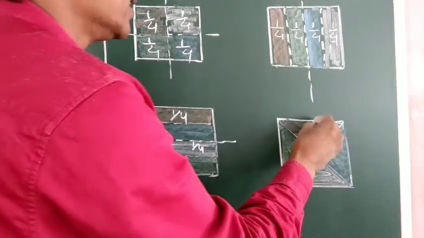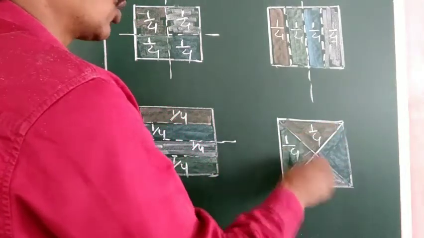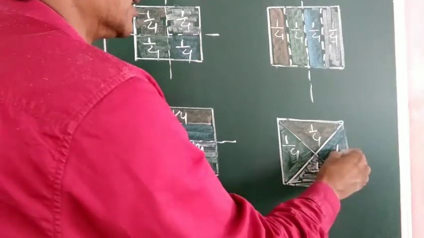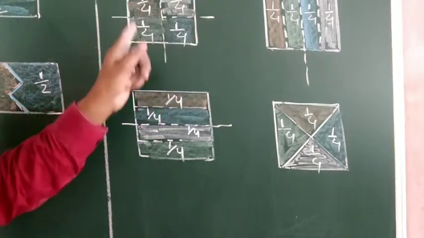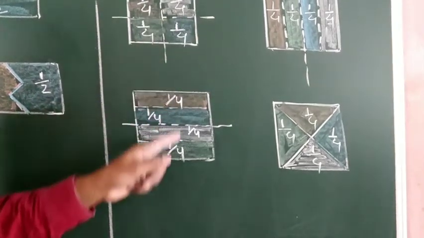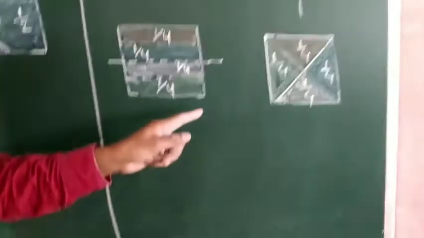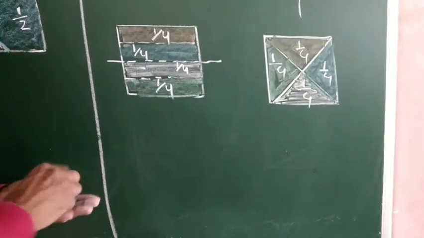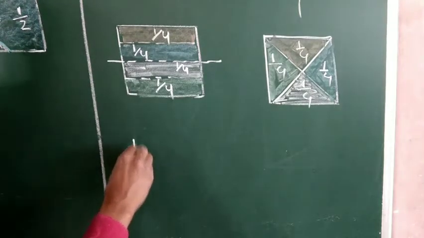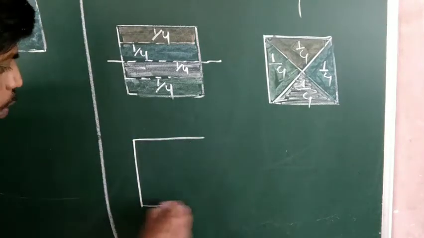So we can write here, this is 1 quarter, this is also a quarter, this is also a quarter, and this is also a quarter. Now see, in each sheet there are 4 equal parts. Each part is a quarter part, but the ways of making the quarter are different here. Now any other way? See, this is one more way.